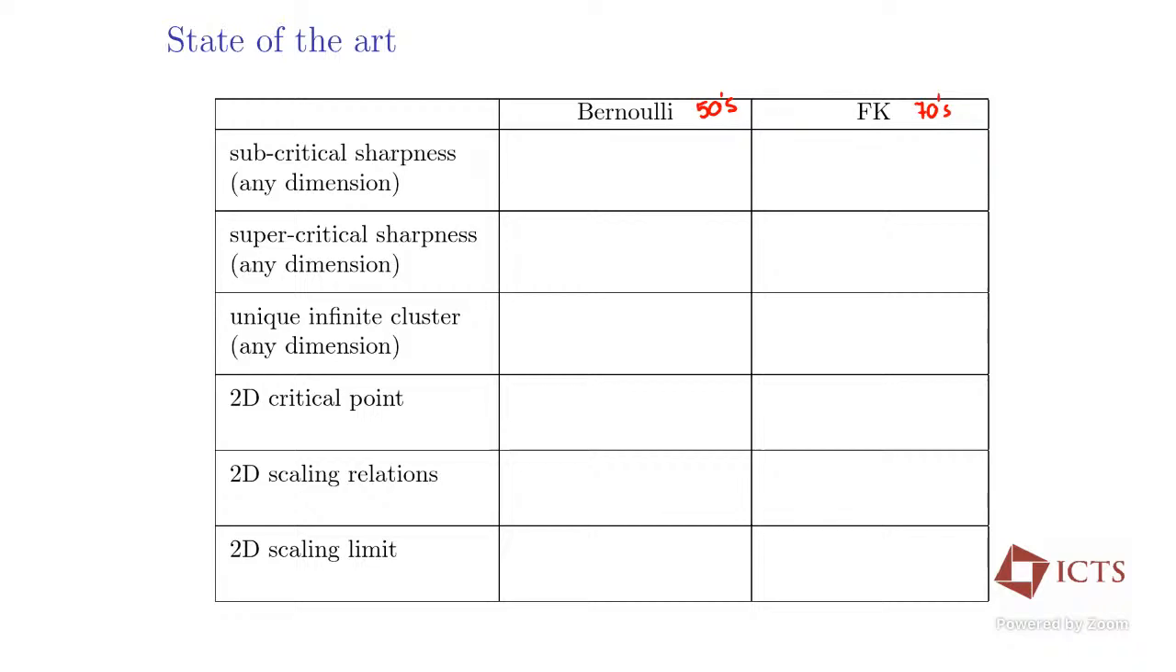So subcritical sharpness, we've discussed this. It was done by Menshikov in '86 and by Aizenman and Barsky in '87, plus other proofs. For FK percolation in general dimension, the same proof was only done by Duminil-Copin, Raoufi, and Tassion, I think it appeared in 2019.